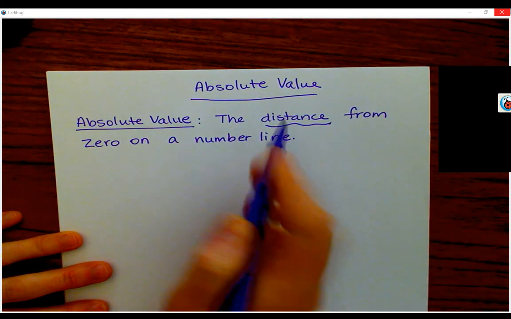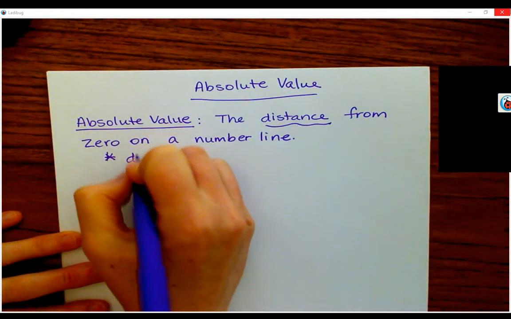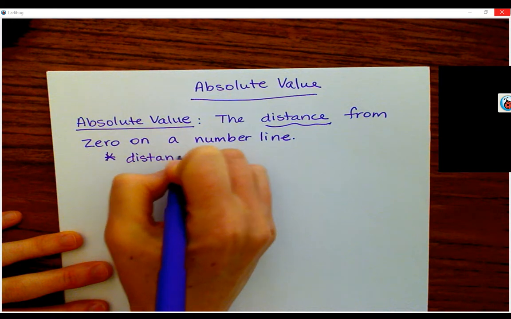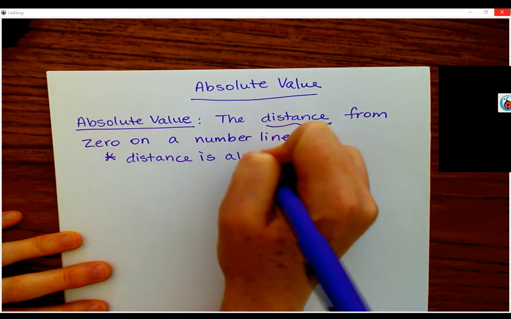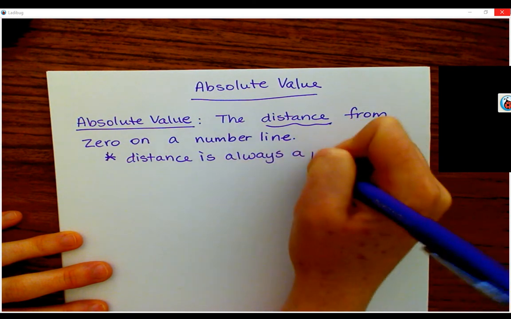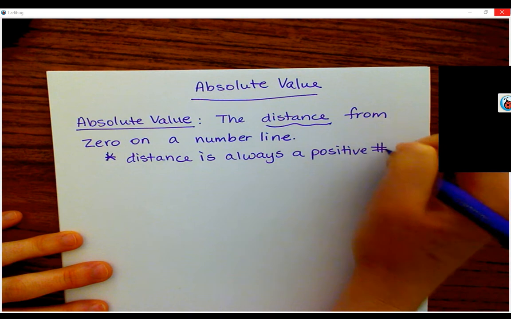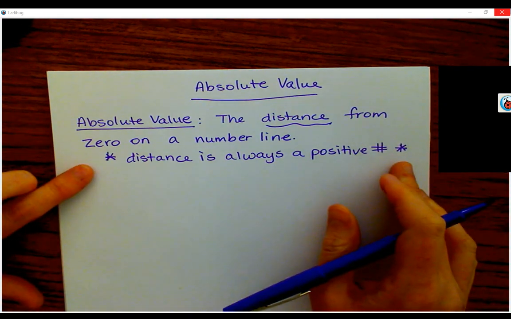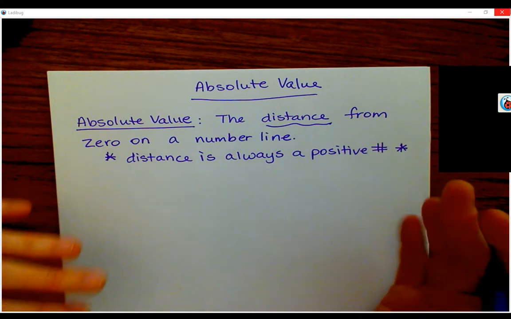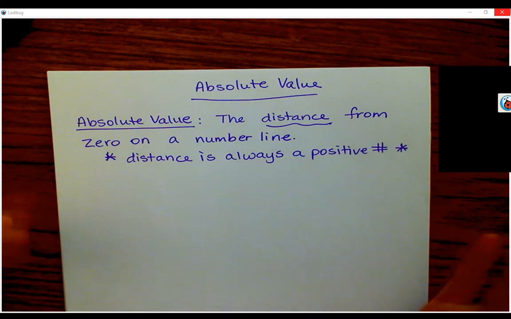Now, with that definition, distance is really important. I want you to remember that distance is always a positive number. Okay, that's going to be important as we're talking about absolute value. So remember, when you're measuring a distance of like 2 feet or 10 miles or 5 yards, it's always a positive number. We can't have negative distance.